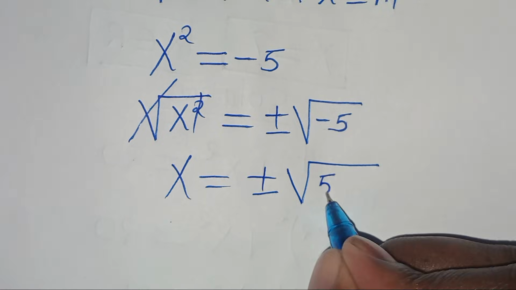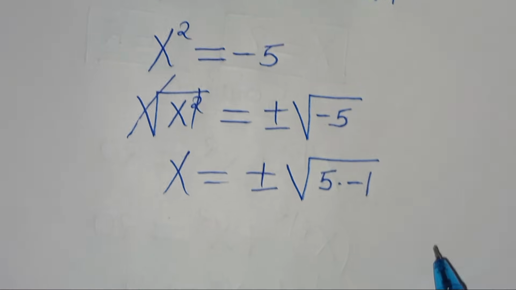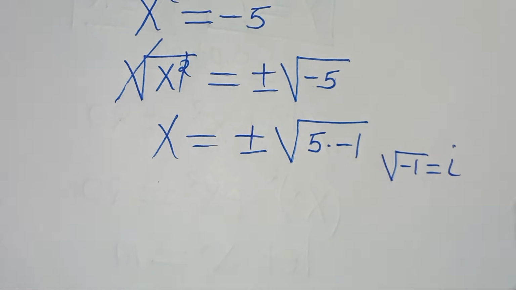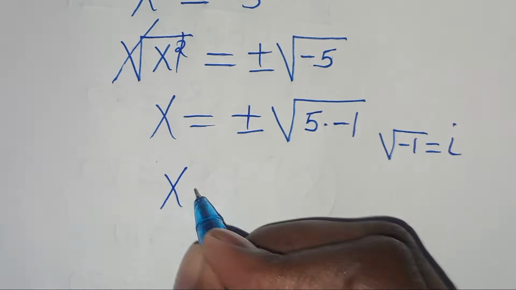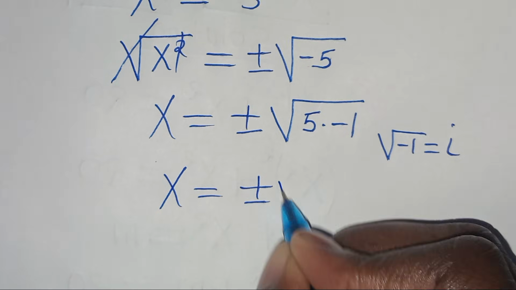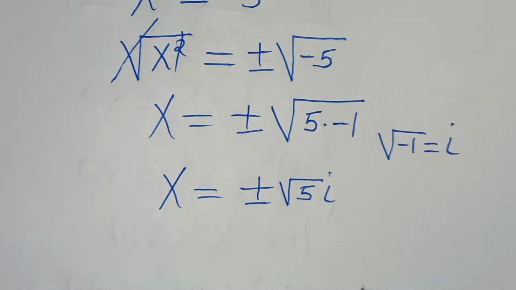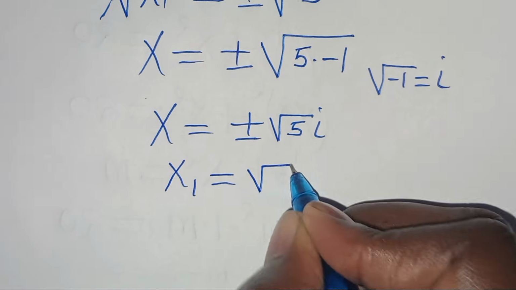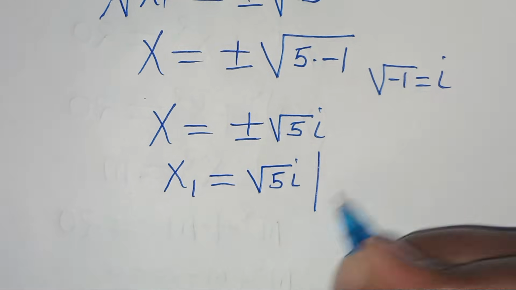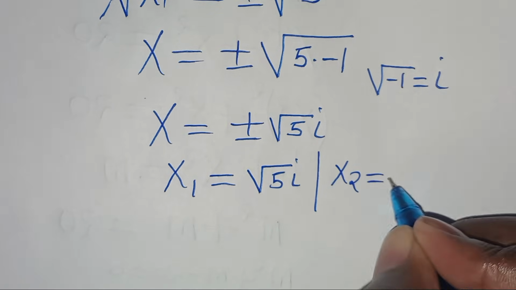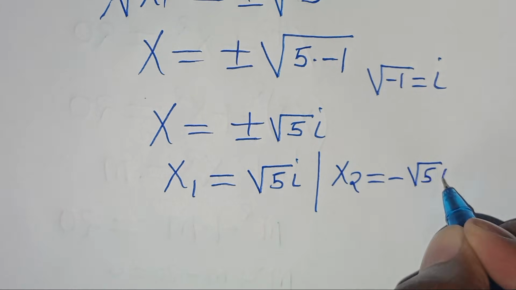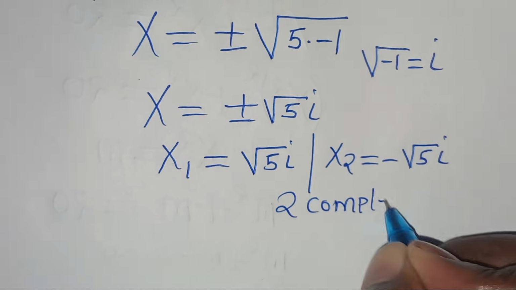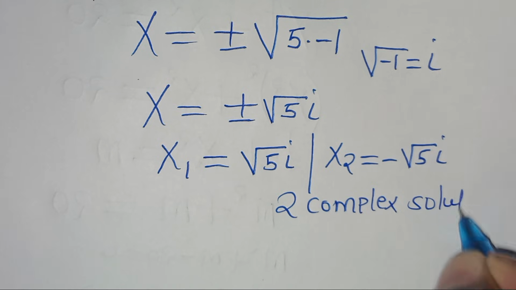This is the same thing as the square root of 5 times minus 1. The square root of minus 1 is the same thing as i. So x is equal to plus or minus square root of 5 i. So we have x1 equal to square root of 5 i, and we have x2 equal to minus square root of 5 i. So these are two complex solutions.